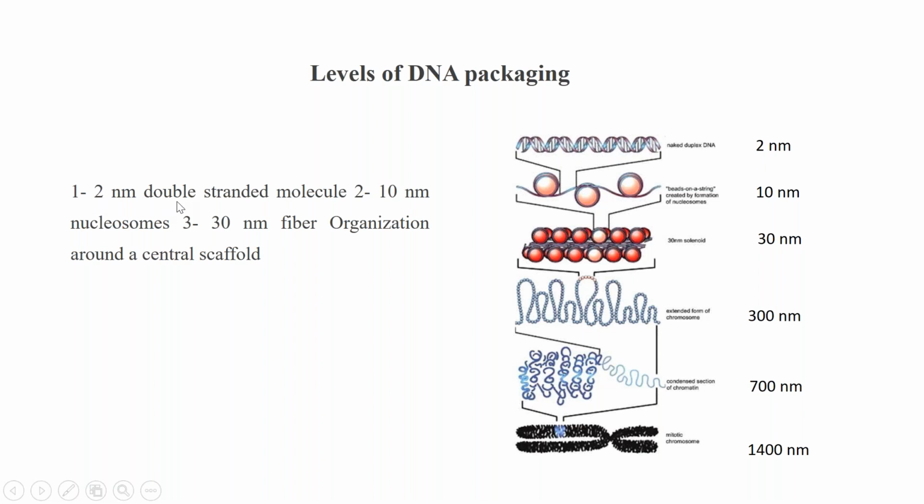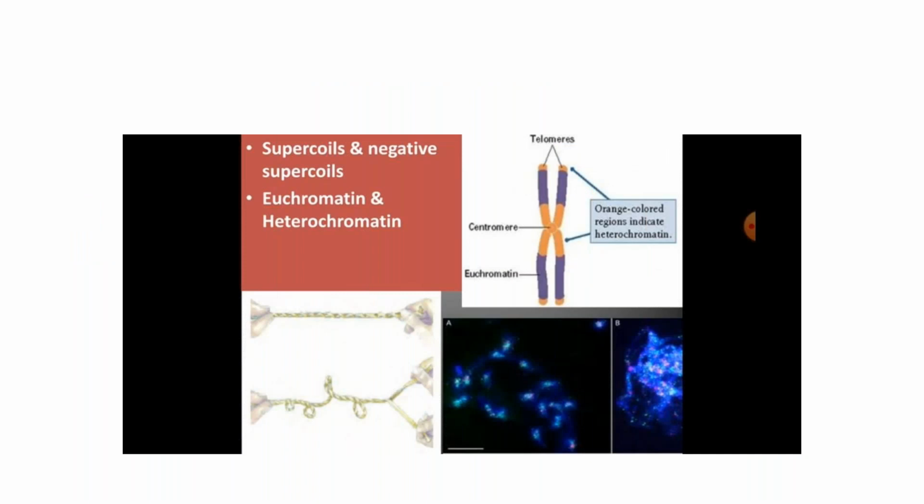This 1 to 2 nanometer double-stranded molecule keeps on organizing itself around a central scaffold. In this figure, I just want to show you the telomere and the centromere and the heterochromatin and the euchromatin region. Orange color region is the heterochromatin, and the blue colored region shown here is the euchromatin. Centromere is the center, and the telomeres are the side ones.